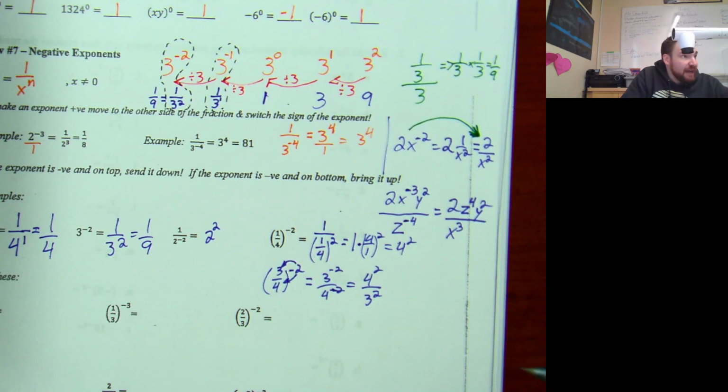I could have done it in one step. If you see that, do it in one step. No, it's just 16 over 9. It doesn't reduce.